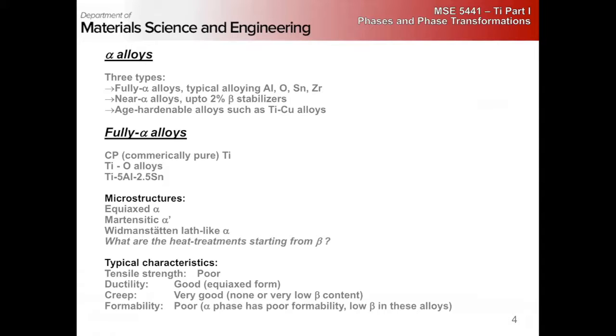And really good in creep, right? Relatively speaking, right? They do much better than alloys with a lot of beta in them at creep, but they have generally poor formability. So they're really good at low strain rates, but not so good at high strain rates, right? So slow and hot, these alloys do really well. Fast and cold, they do really poorly, right?